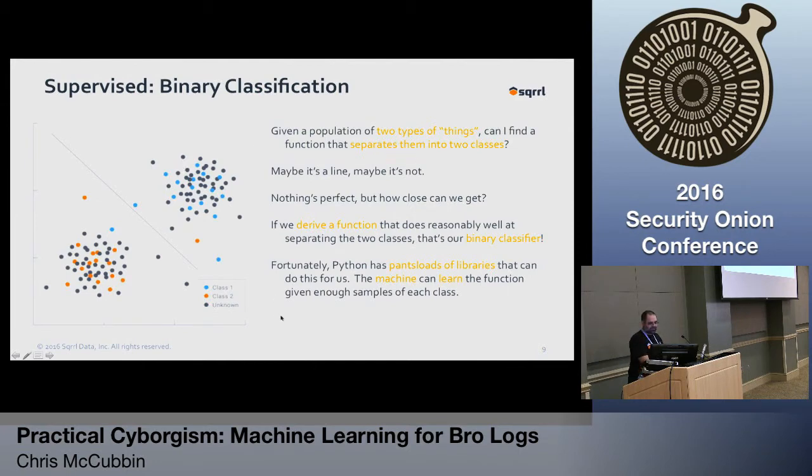So, diving a little bit deeper into supervised learning, right? We're going to focus on binary classification, which really means you only have two groups. You know, malicious, normal, dog, cat. It doesn't really matter to the machine what the two groups are. But given a population of two types of things, can I find a way in an algorithm to separate those things? So in this case, maybe you have a 2D bunch of data.